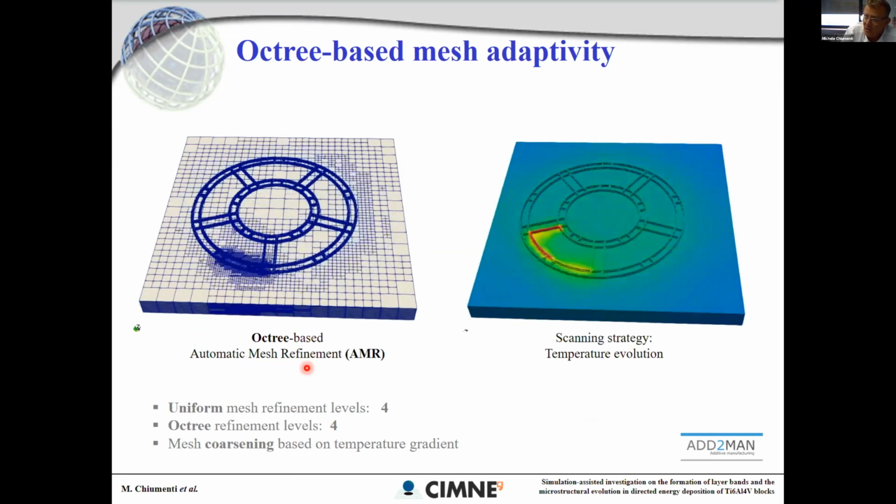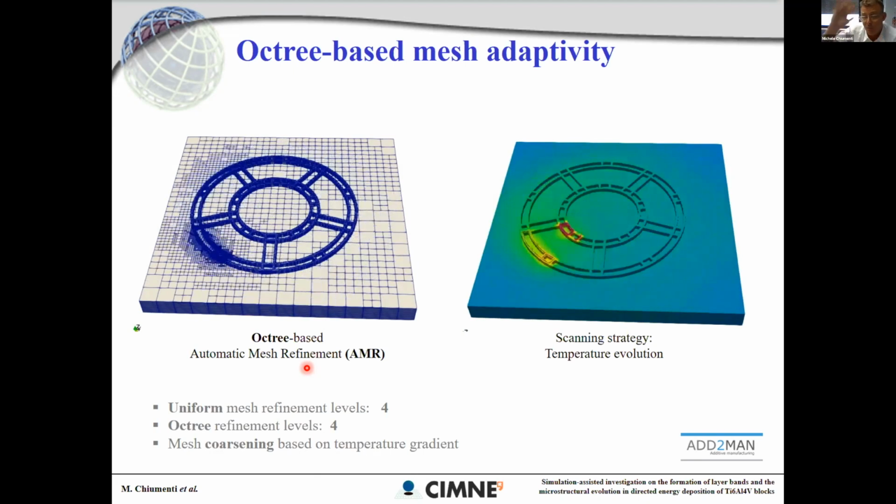So for this kind of simulation, which is in fact a part from ArcelorMittal, we are using 4 uniform mesh refinement levels, and 4 Octree refinement levels. So totally 8 levels of refinement from the unique cell which defines the full bounding box of the component.